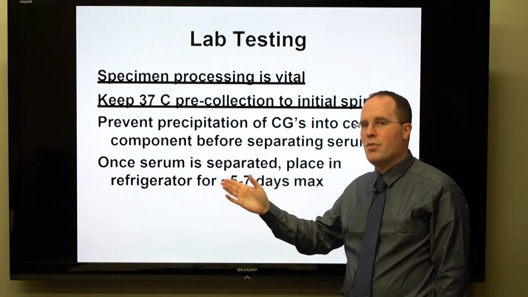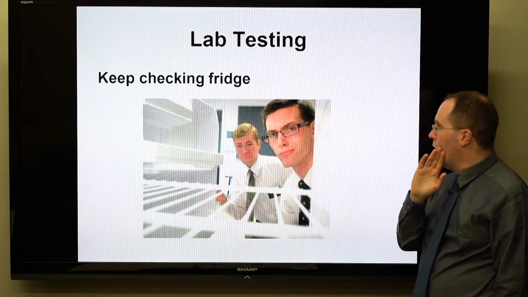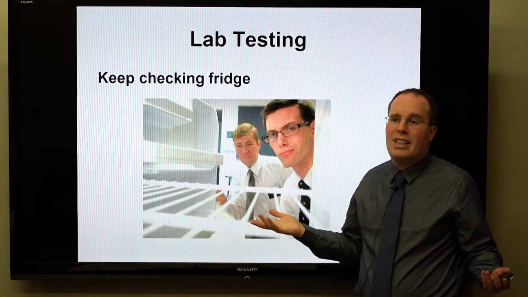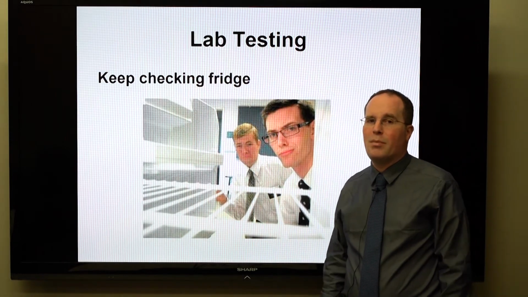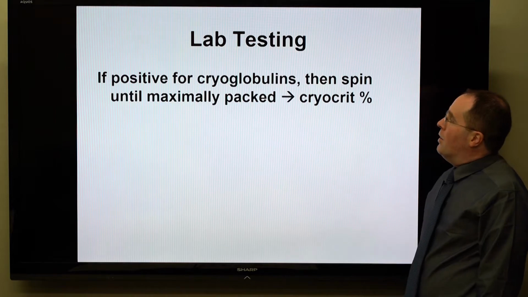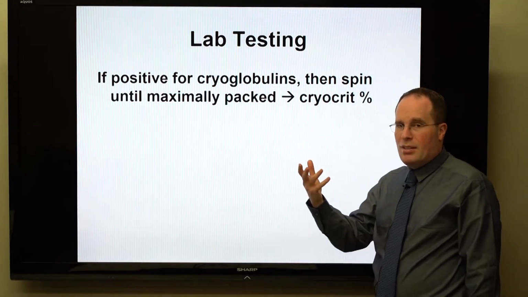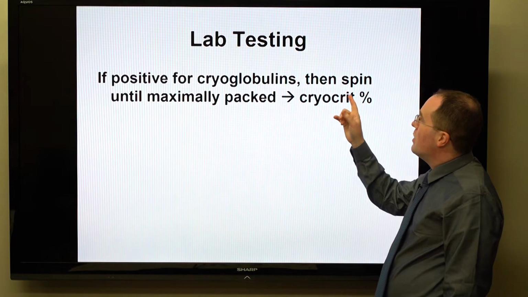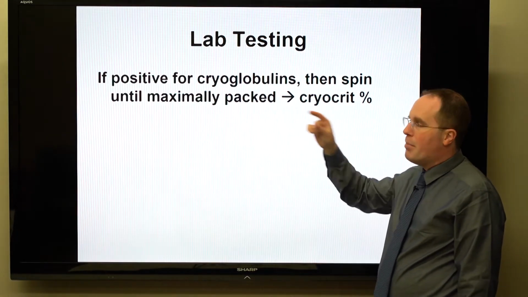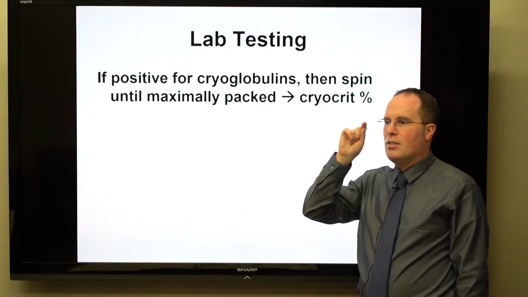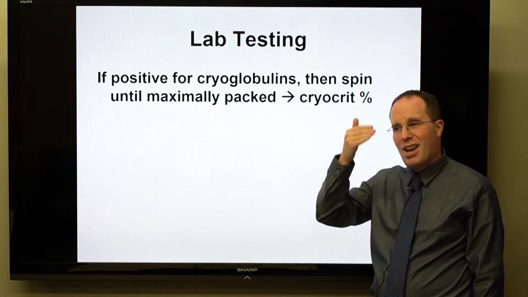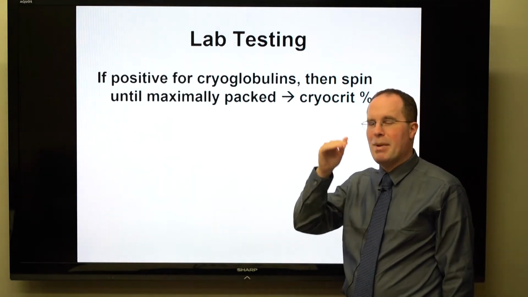So once the serum is separated, then we're going to place just the serum by itself in the refrigerator for at least several days. And then it's a very crude test. We just keep looking. Is there anything that has precipitated? Is there anything that has formed in this cold serum? So if we see something that is precipitated, then what we'll do is we'll centrifuge until it's maximally packed. And what I mean by maximally packed is that on 2 consecutive centrifugations, the number stays the same. Like you can't pack it anymore. You can't make it any more dense.